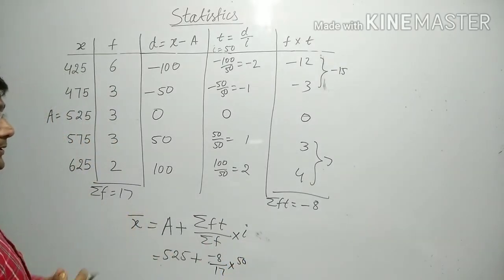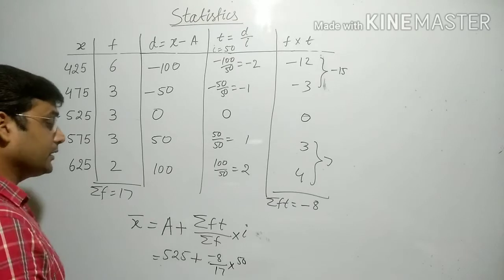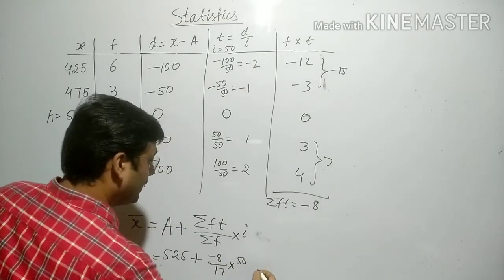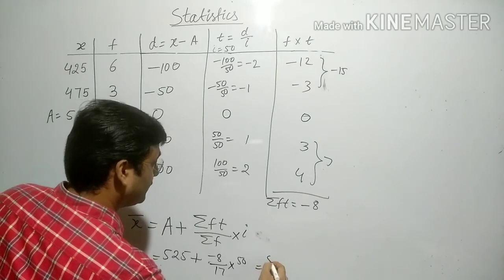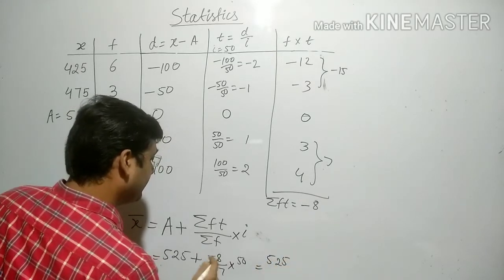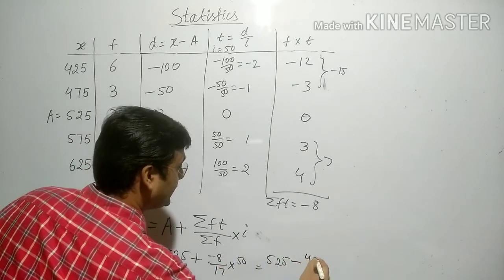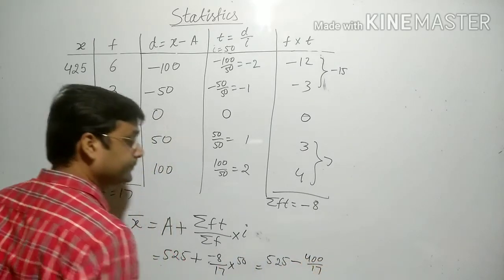Now we will solve it. How we will solve and what the answer we will get, that we will see now. We will get here 525 plus minus 400 by 17.